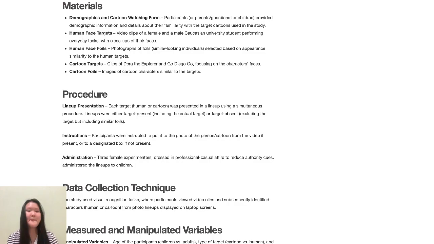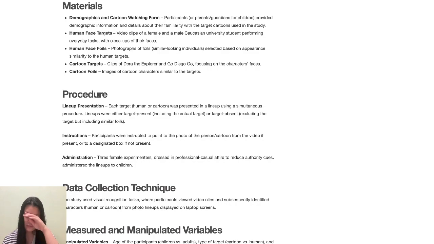So, it was a simultaneous procedure, and then the lineups, as you said, were either target present or target absent, right? So in target absent, using some of the materials that we mentioned earlier, can you tell me how target absent lineups were shown?